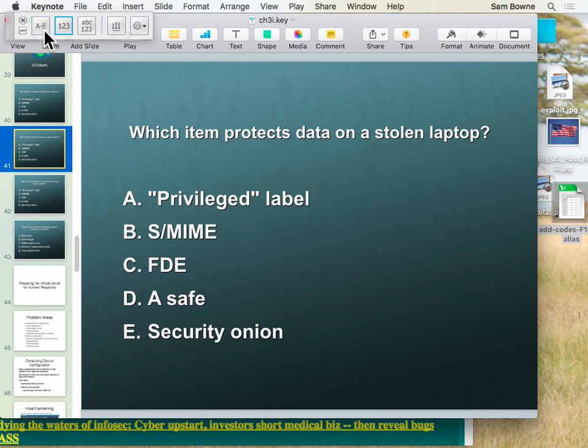All right. Which one protects data on a stolen laptop, which is a huge issue. At San Francisco Airport, they have 50,000 stolen laptops left there per year. Wow. And they just pile them up on pallets and sell them at auction. No attempt is made to clean them or anything.